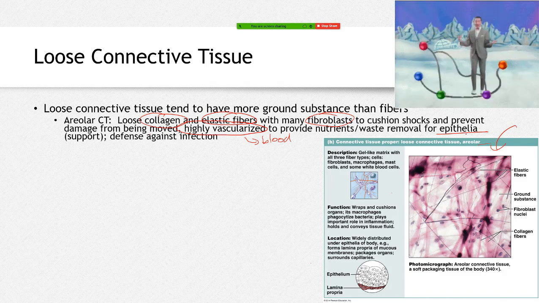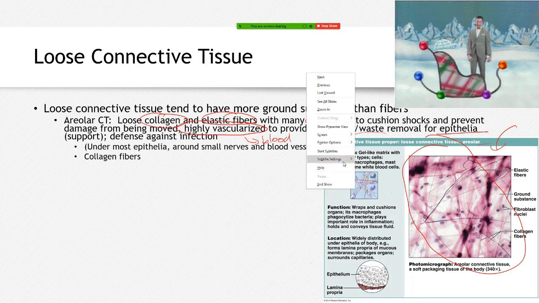When we take a look at this slide, in reality it doesn't really look like this, because what we see here is a smear. If we were to take a slice of areolar connective tissue, it won't look like this unless we smear it against the microscope slide. Once we smear it, we can see the different fibers and these cells.